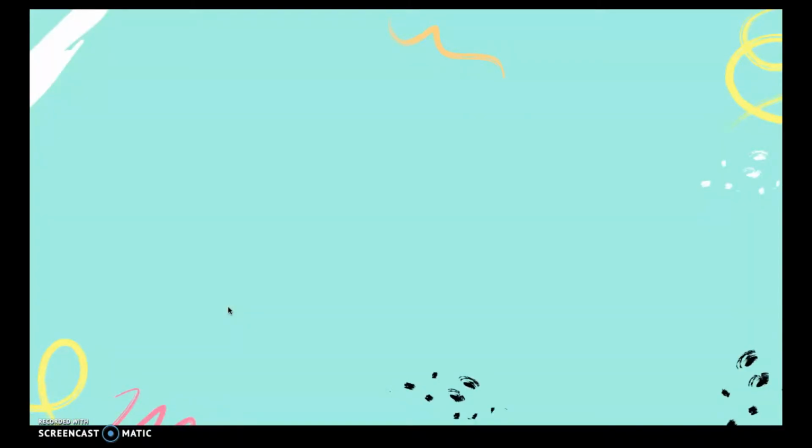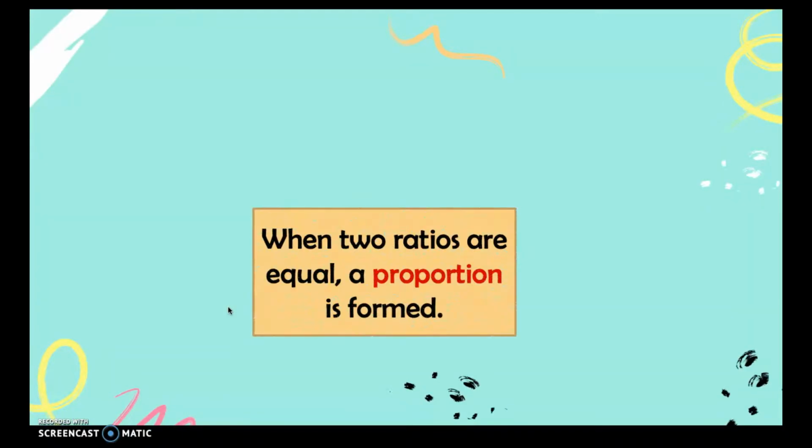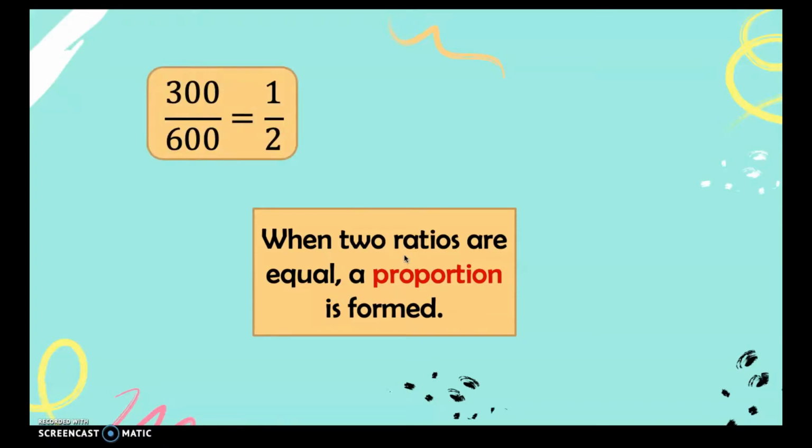Now, what is a proportion? When two ratios are equal, a proportion is formed. So we have here a ratio of 300 over 600, or 300 is to 600, in fraction form, and that is also equal to 1/2. How do we know that these two ratios are equal and are called a proportion?